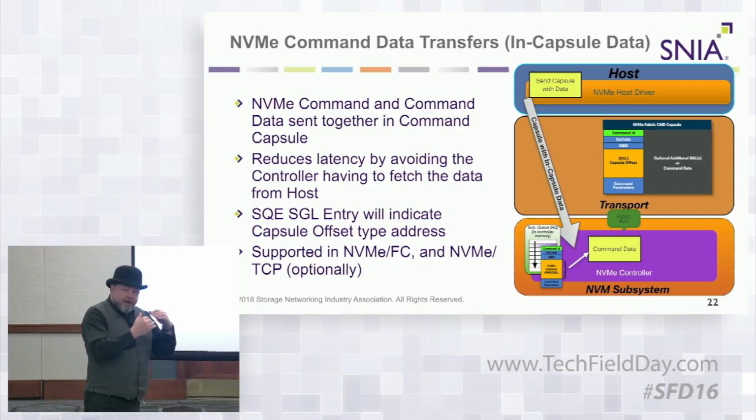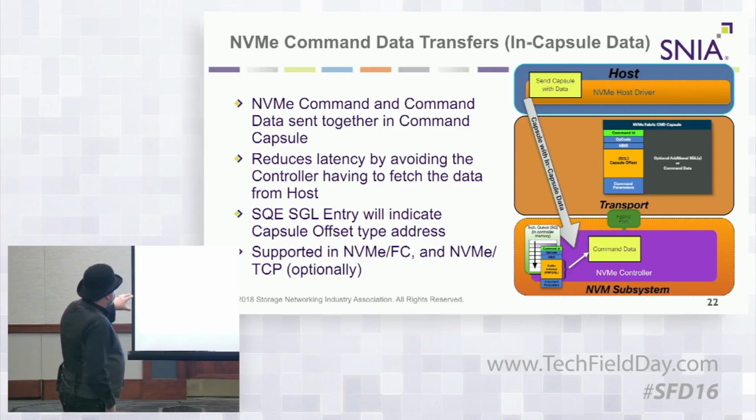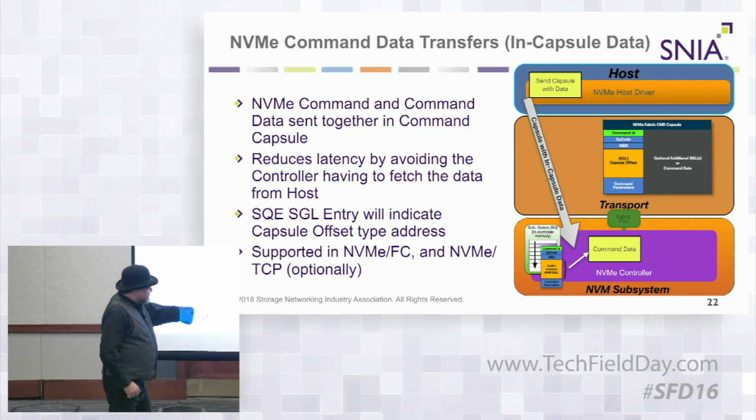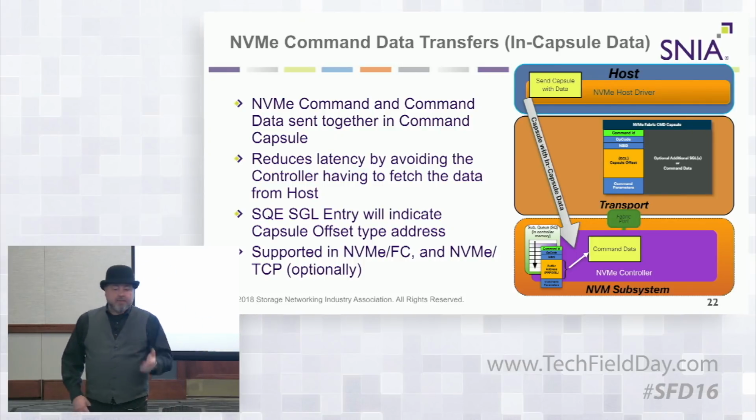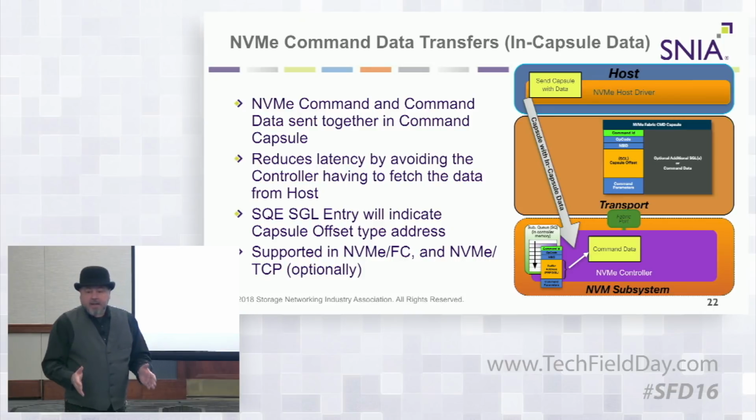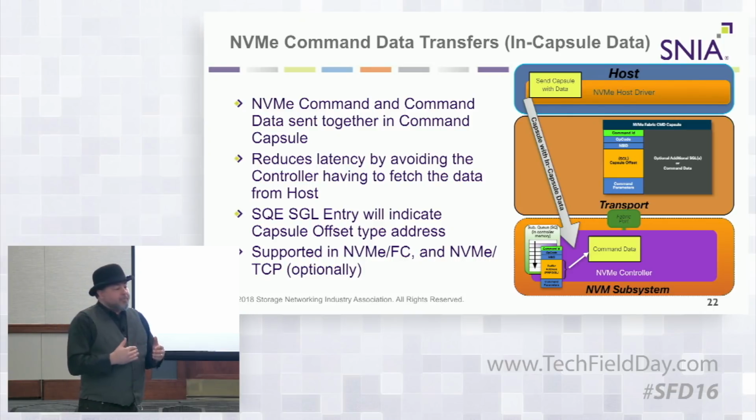Remember I said Fibre Channel has a different way of handling data transfers than RDMA? This is what we're talking about. What happens here is that the NVMe command and the command data are sent in the same capsule. Here's our friendly little submission queue entry with all the information that you need, plus an additional packet payload type for your data, and you can allow the actual transport to break up the amount of data that you need into its appropriate capsules, just like Fibre Channel does, just like TCP does.